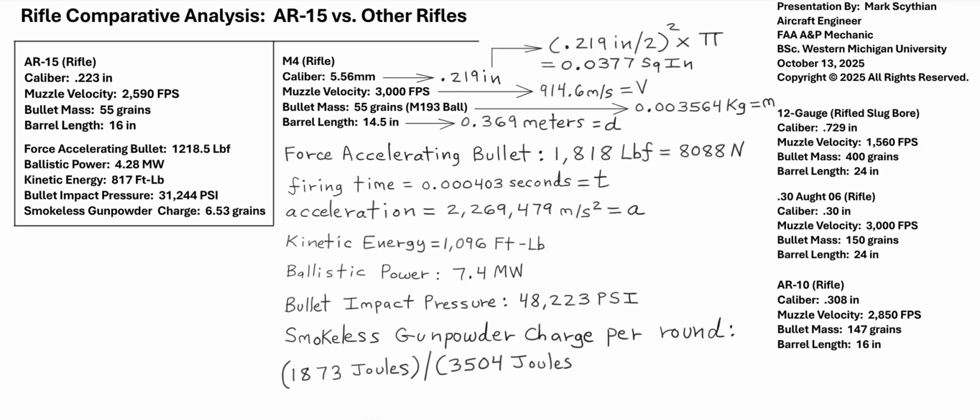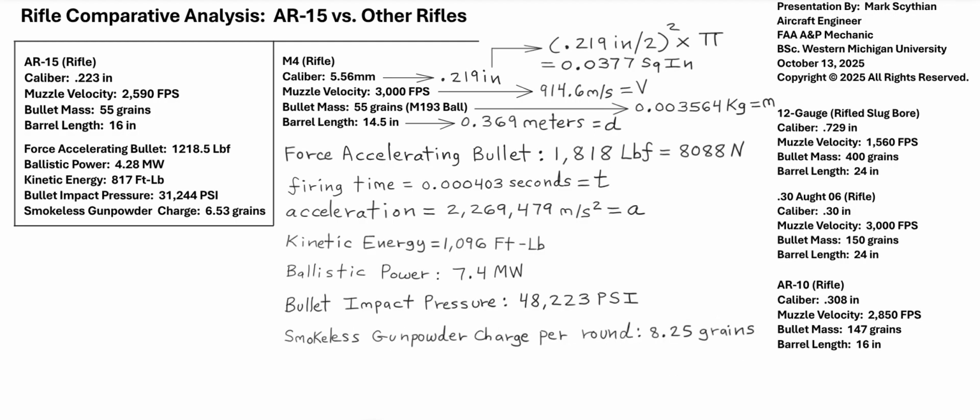3504 joules per gram is the potential energy of smokeless gunpowder. So we calculate 0.5345 grams times 1,000, so that's milligrams. 534.5 milligrams divided by 64.8 milligrams to a grain. So that is an 8.25 grain smokeless gunpowder charge.